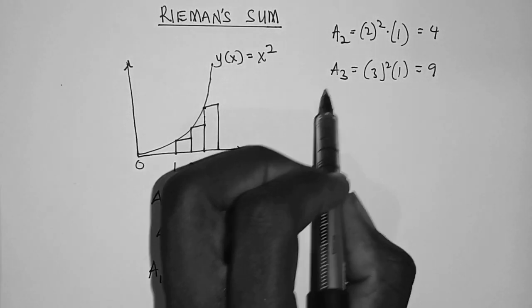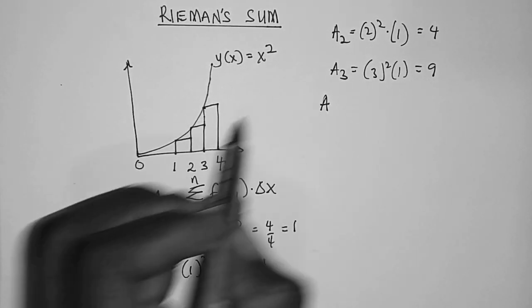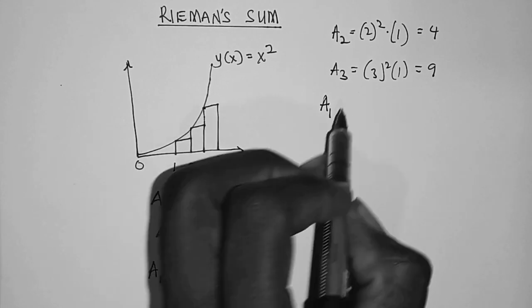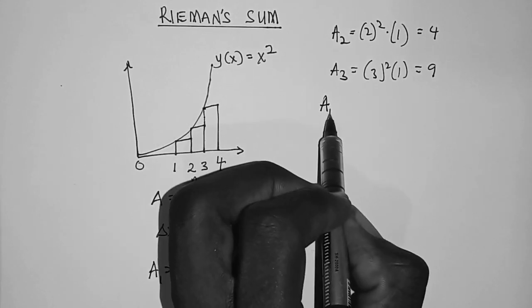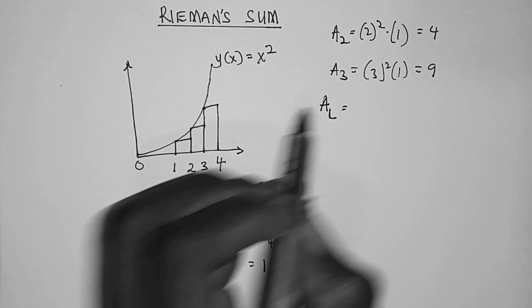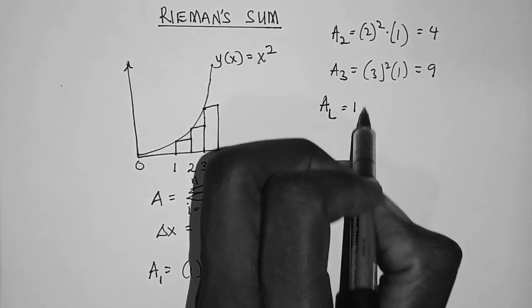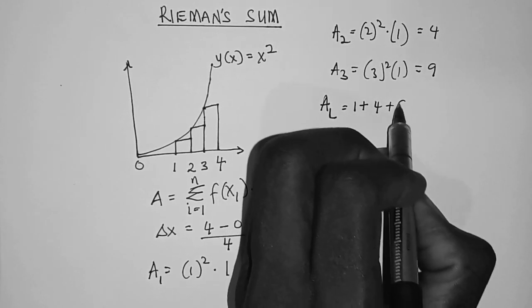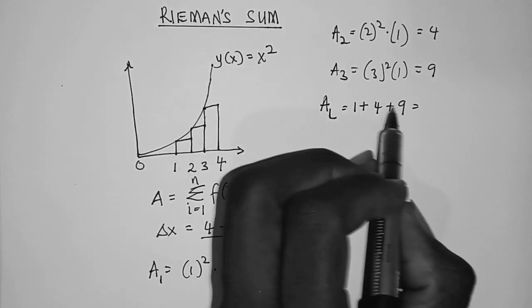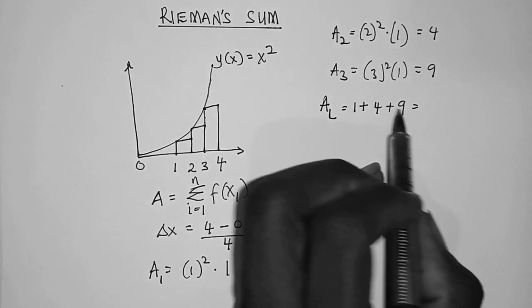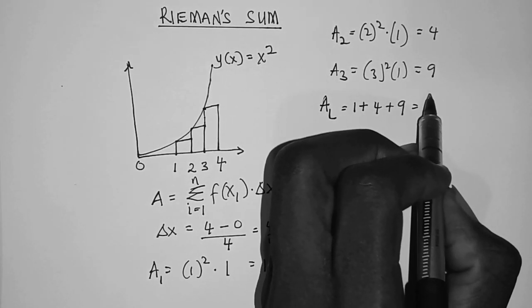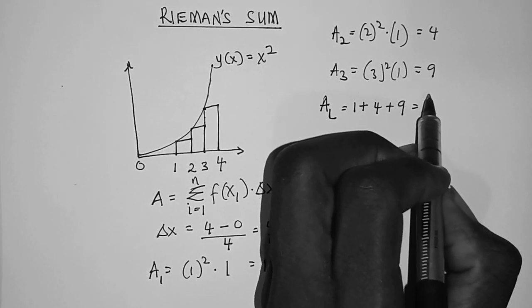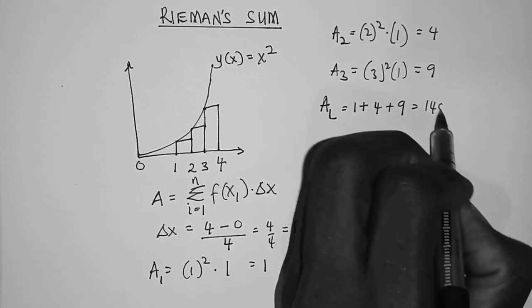So at the end of the day, the area for the left endpoint, A_L, is equal to 1 plus the next one, which is 4, plus 9. 1 plus 4 is 5, and 5 plus 9 is 14. So we are going to get the area here to be 14 square units.